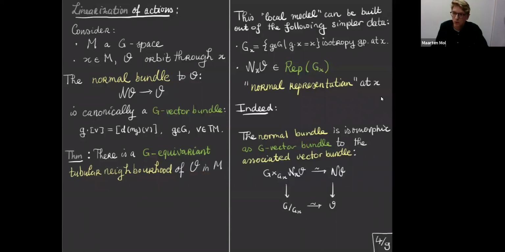Now, this can be thought of as a local model for the action. This local model can actually be built out of simpler data, namely that of a Lie group and a representation of the group. The Lie group is the isotropy group at X, consisting of all elements that fix X. Elements that fix X also fix the fiber over X of the normal bundle, and therefore they act on this fiber to give a representation of this group. I'll call this the normal representation at X. As I said, the local model can be recovered from this because, as a G-vector bundle, the normal bundle is isomorphic to the associated vector bundle. So the takeaway here is that the local model around an orbit is essentially encoded by this representation.